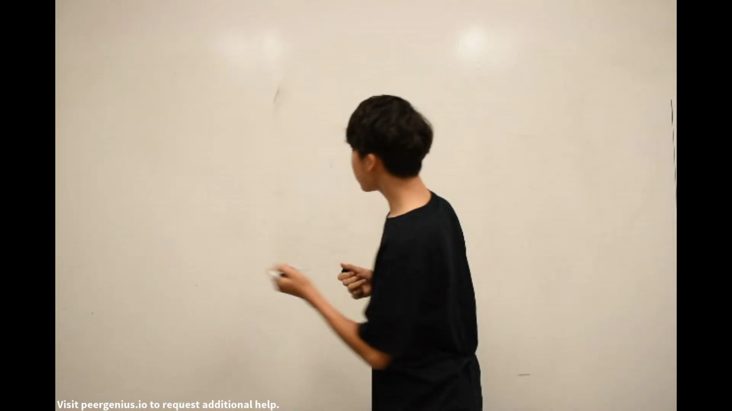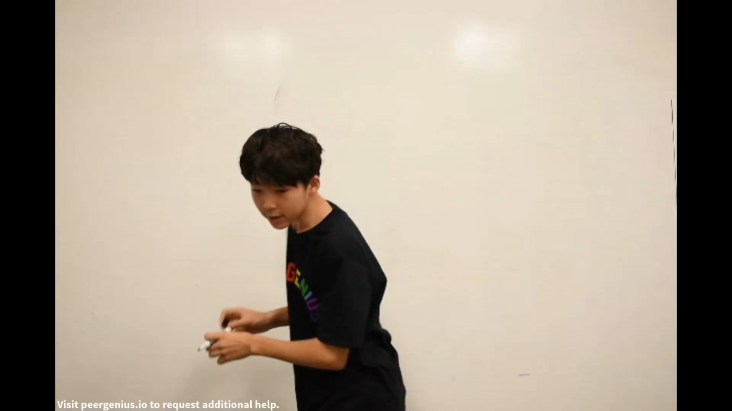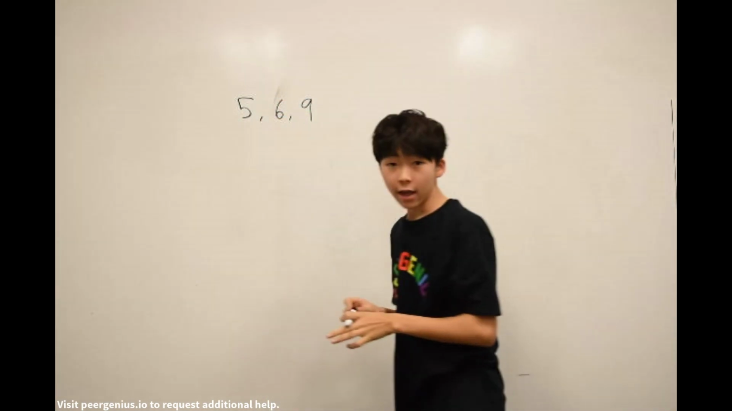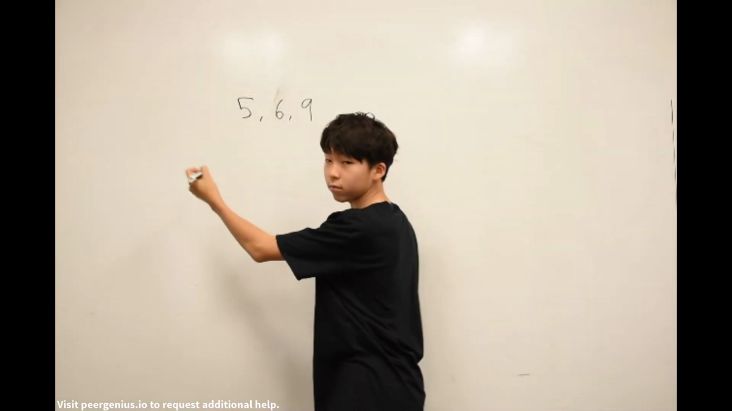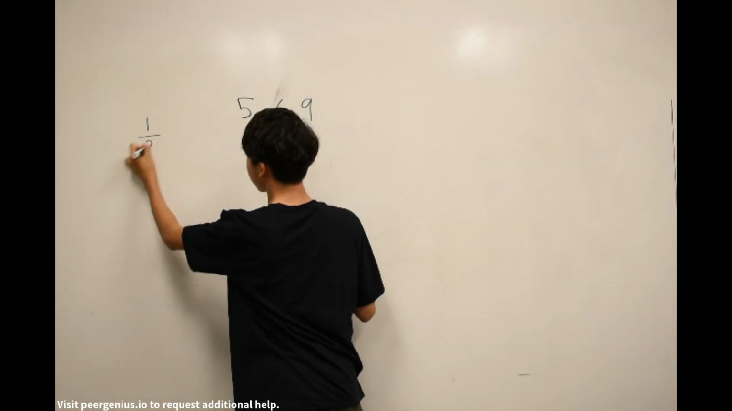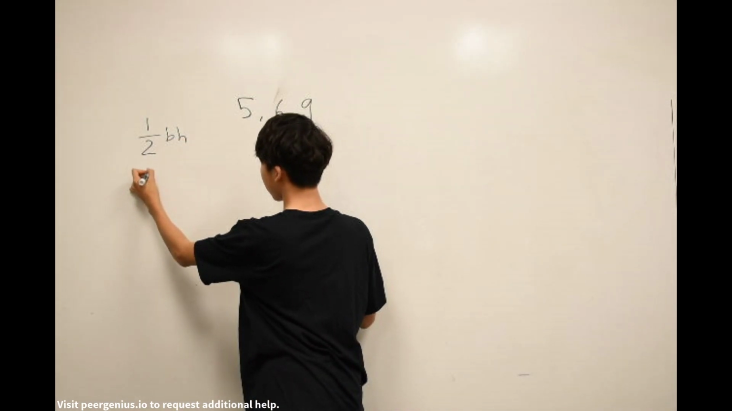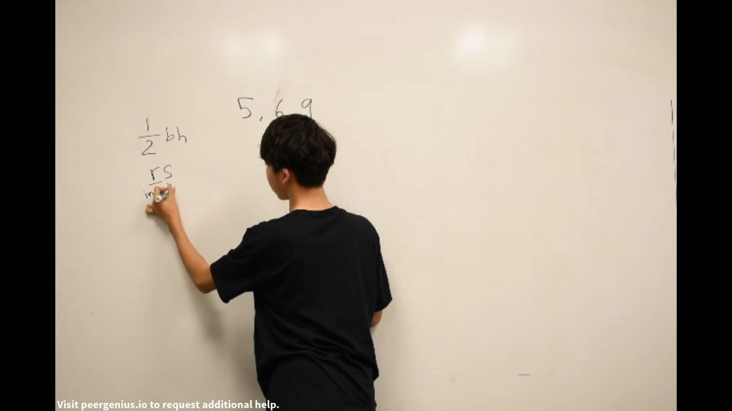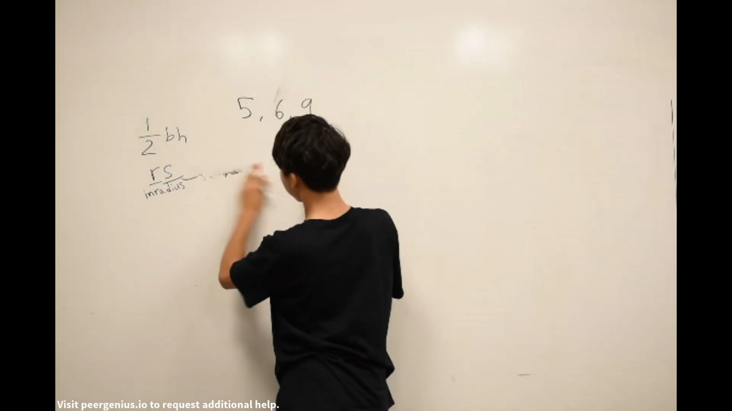Okay, so number 17 is a typical geometry problem that involves the area of a triangle. We know the 3 side lengths, which are 5, 6, and 9. Before we solve the problem, we're going to review the formulas for finding the area of a triangle. There's 1/2 times base times height. And there's also r times s, where r is the inradius and s is the semi-perimeter.